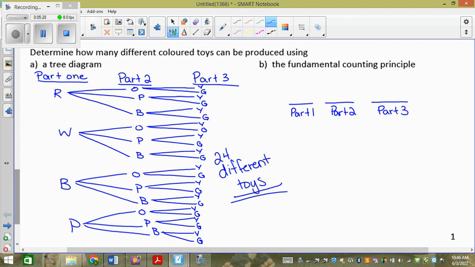How many different options do I have for part 1? 4. Part 2? 3. And part 3? I have 2, yellow and green. We agree? Now, do I need part 1 and part 2 and part 3 to make the toy? Or could I have part 1 or part 2 or part 3 to make the toy? And or? Do I need part 1 and part 2 and part 3? Or could I use or?